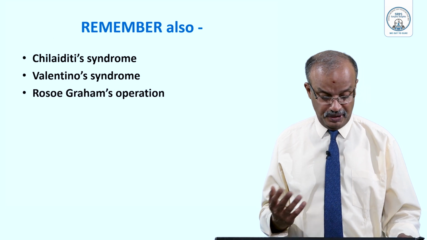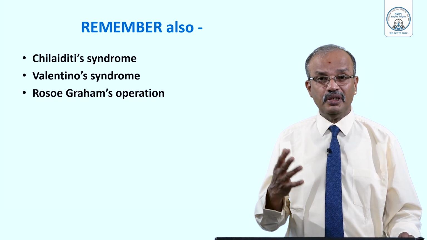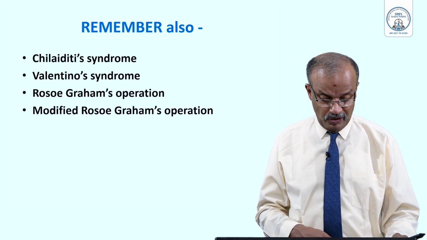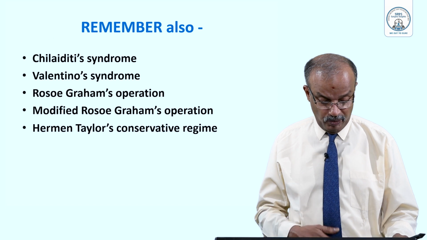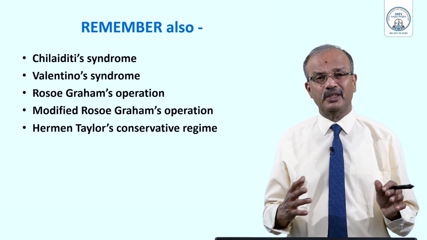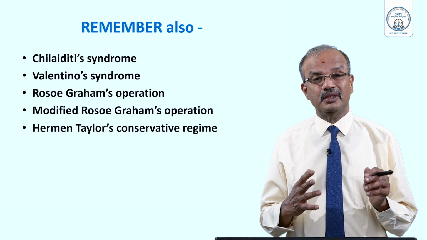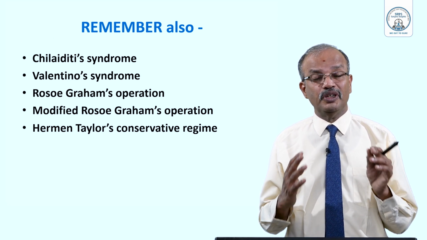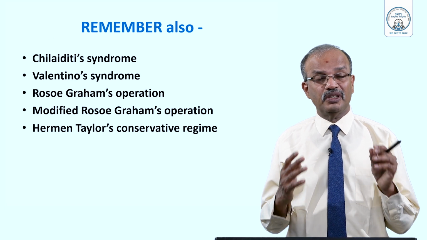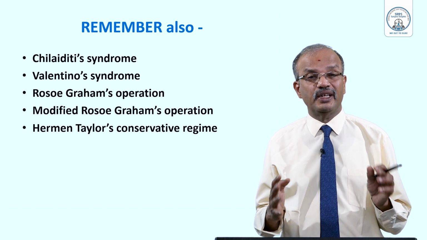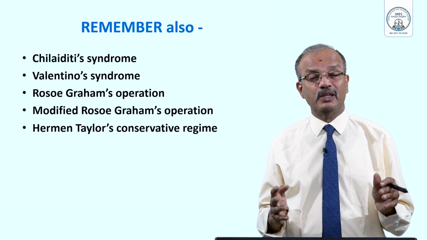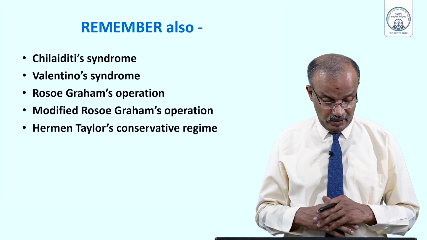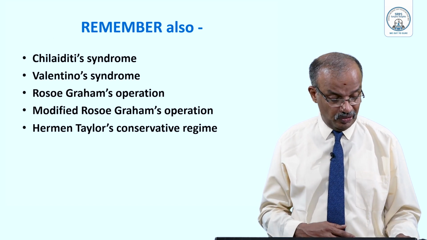And Roscoe Graham's operation, what you have done is not Roscoe Graham's, it is Graham's patch. Roscoe Graham's is close it and put the omentum actually. Modified Roscoe Graham's, again similar, little different. Herman Taylor, old people, early patient, within 24 hours the patient comes with the perforation. If leak is very less and patient not fit for surgery, you can start IV fluids, place the Ryle's tube to decompress bowel and pass a catheter, maintain the urine output, give good antibiotic, and you can treat conservatively but with monitoring. That is called Herman Taylor's regime, not in every patient, selected individuals as such.